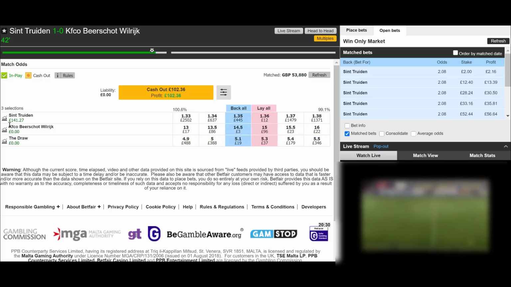Now, if you backed St. Truiden before the goal and they were value, well, if you still think they're value, let it run on them. If you have any sort of inkling that they no longer represent value and that they might concede the equaliser, then maybe you should consider cashing out. However, what you can do is just do what we've done here. Let it run as a free bet, see if maybe they can double the lead. If not, if it gets close, then we cash it out.